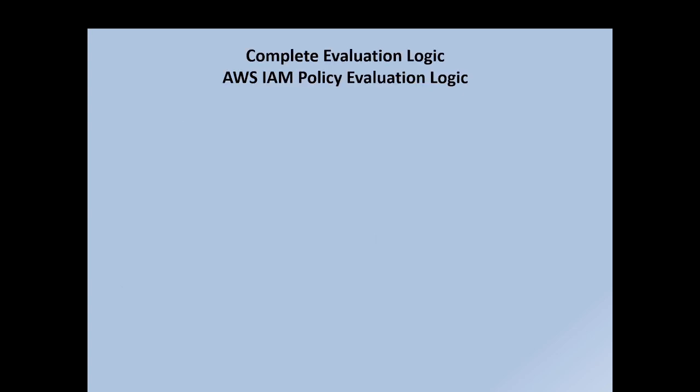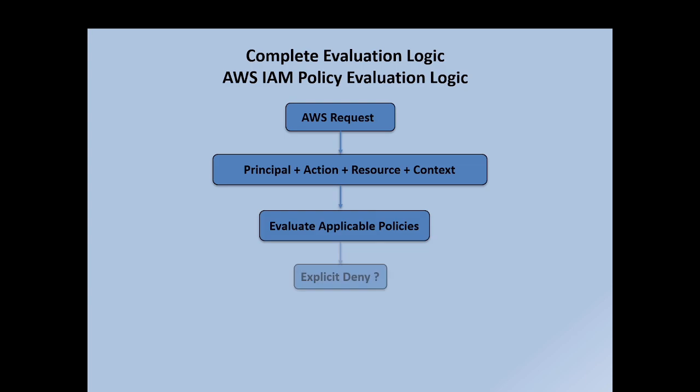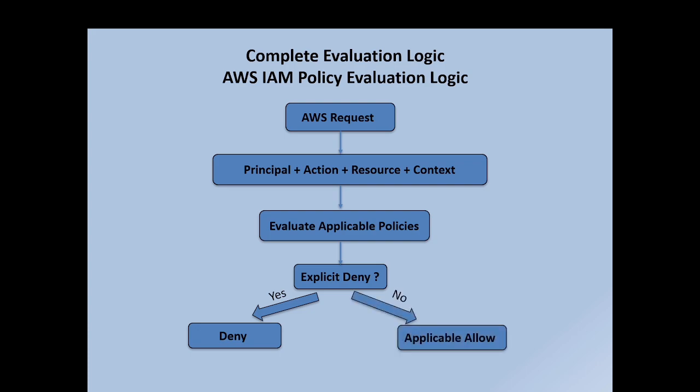Now let's put everything together into a simple flow. First, an AWS request arrives with principal, action, resources, and relevant request context. AWS evaluates the applicable policies. Then we ask, is there an explicit deny? If the answer is yes, the decision is deny. If there is no explicit deny, we ask, is there an applicable allow? If no, the request is implicitly denied. If yes, then the request can be allowed, assuming the relevant authorization control restrictions are satisfied. So the simple flow is: understand the request, evaluate the applicable policies, check for explicit deny, check for applicable allow, and arrive at the final decision, deny or allow.